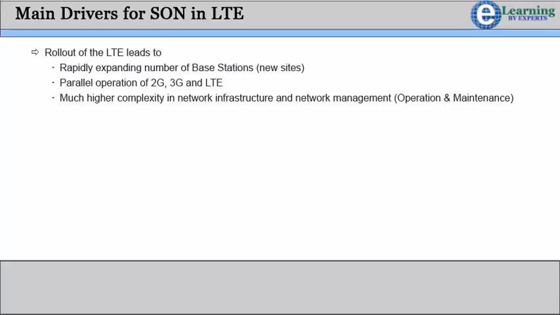The challenge faced by mobile operators is to ensure that mobile services are of a high quality, while reducing capital expenditures, CAPEX, and operational expenditures, OPEX, of the complex radio access network, RAN. Rollout of LTE leads to a requirement of a rapidly expanding number of base stations. It needs to ensure parallel operation of existing 2G, 3G, and new LTE networks. This also introduces much higher complexity in network infrastructure, operation, maintenance and management.